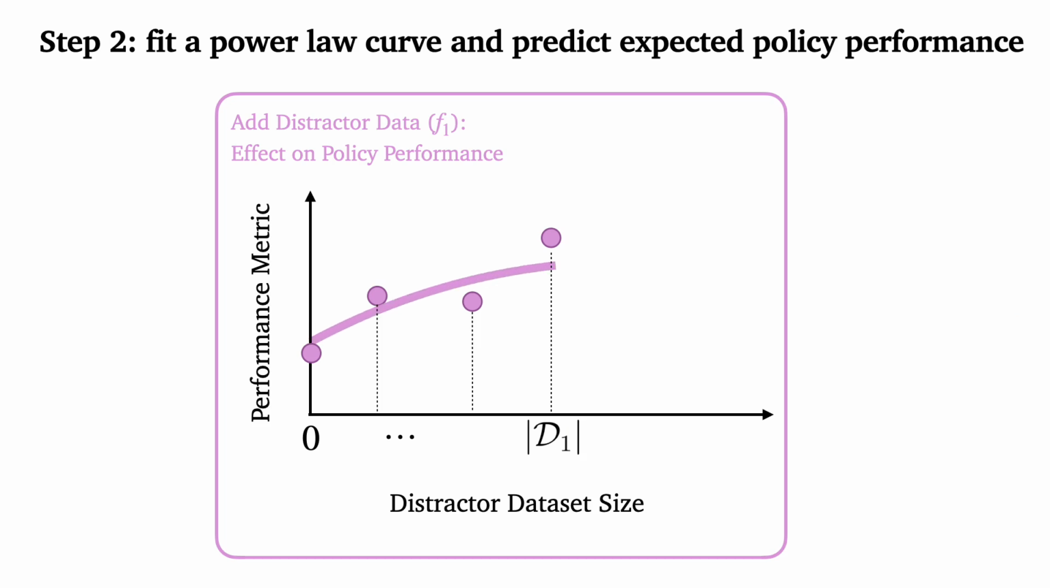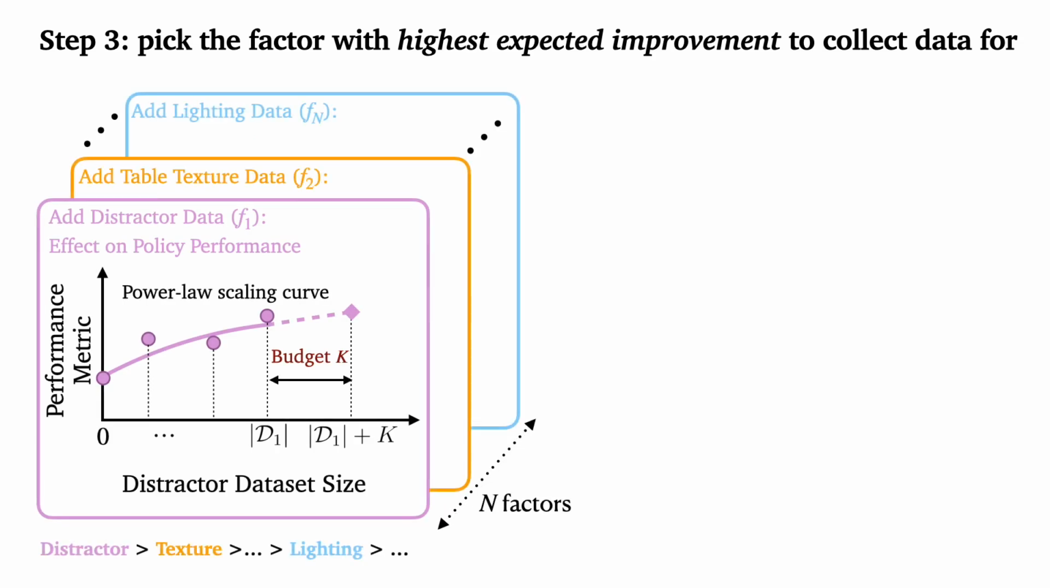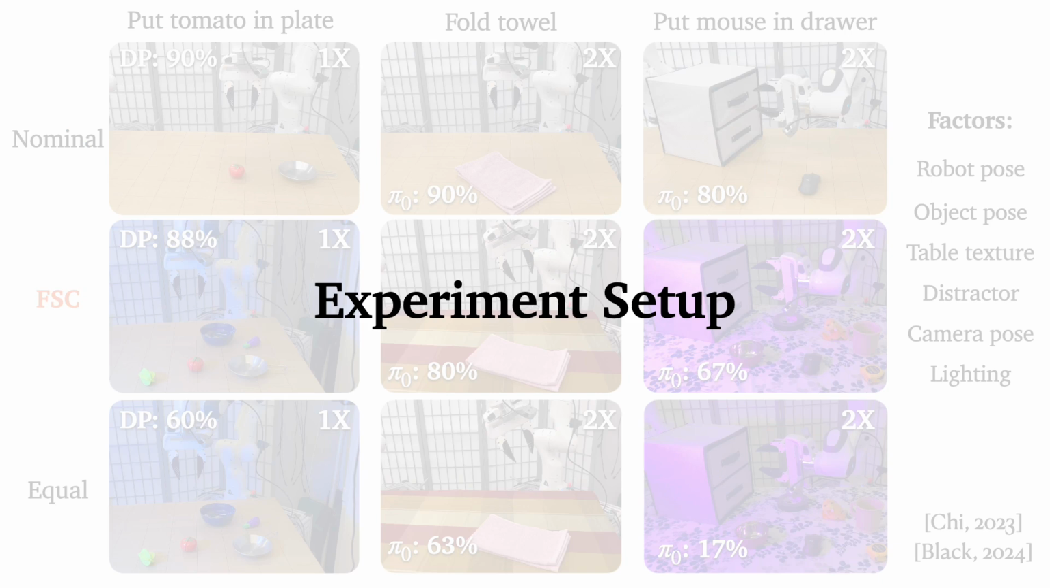The second step is to fit a power law curve based on these points and predict the expected policy performance given the data budget. Then, we repeat the same steps for other factors and obtain the expected improvement for each factor. And we just need to pick the factor with the highest expected improvement to collect data for.